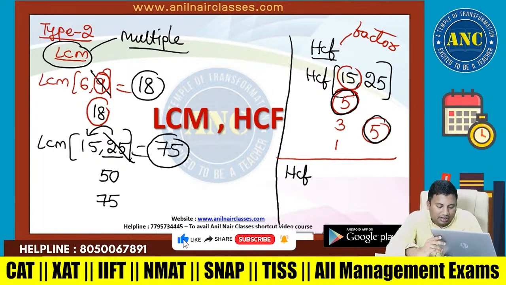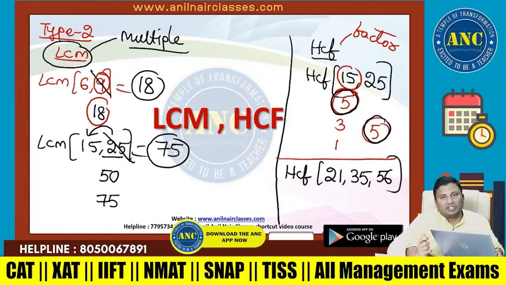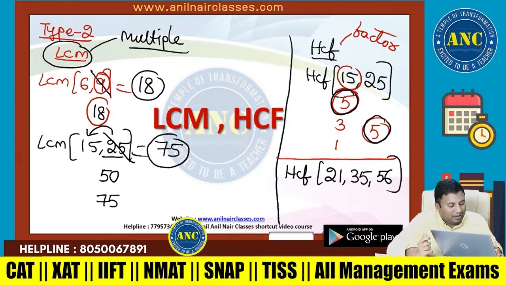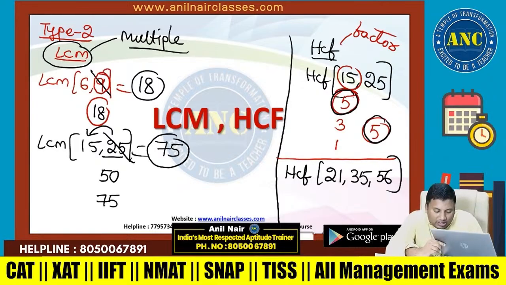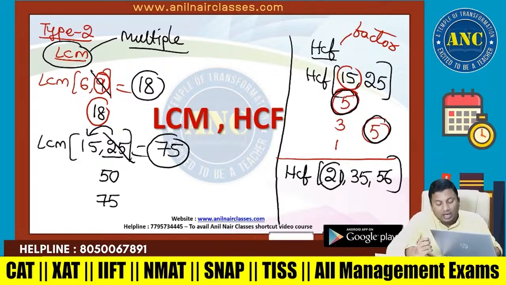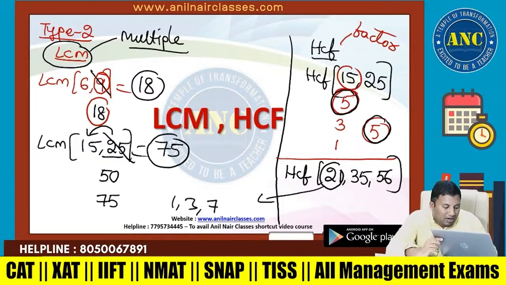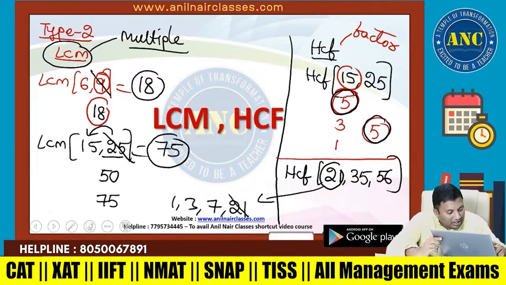HCF of 21, 35, 56. The lowest number is 21. Is 21 a factor of 35? No. Is 21 a factor of 56? No. Take the factors of 21. What are all the factors of 21? 1, 3, 7 and 21. 21 is the number itself. What is the next number? The next number is 7.